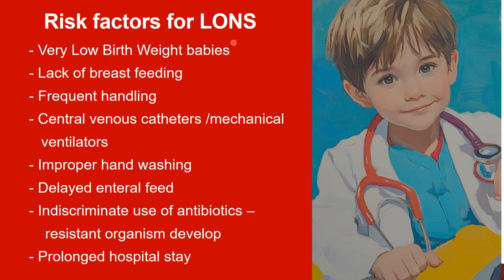Now come to the risk factors for late onset neonatal sepsis. Number 1 factor, very low birth weight babies. Number 2, lack of breastfeeding, because breastfeeding has very many beneficial factors, especially the secretion of IgA, which is a protective factor for infections. Another is frequent handling of the baby. If you are not washing the hand and frequently handling, then there is a high risk. Central venous catheters and mechanical ventilators are other risk factors, and improper hand washing is another very big risk factor, because only with hand washing you can prevent neonatal sepsis to a certain extent.